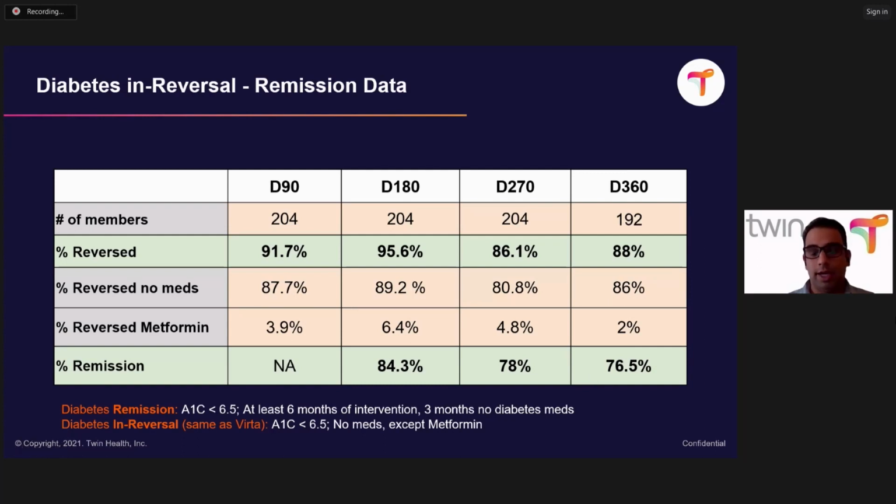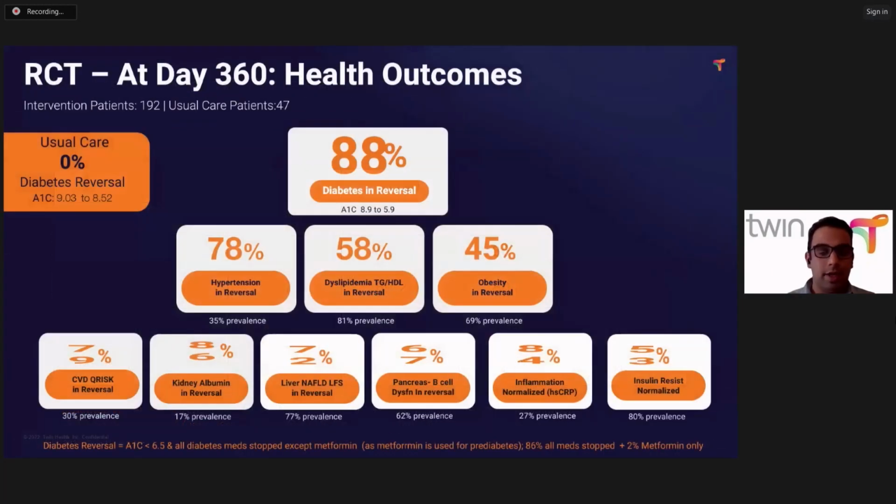Even the Verta and other trials, we have a much lower number than this, what we have seen in the last few years. This is where the beauty of a technology like this makes a difference. Otherwise, it's literally not possible. So again, this is a summary of the RCT. It's not just diabetes. It's also hypertension, dyslipidemia, TG-HDL ratio, obesity, CVD Q risk, right? 79% improvement in Q risk or normalization of Q risk is a very important thing.